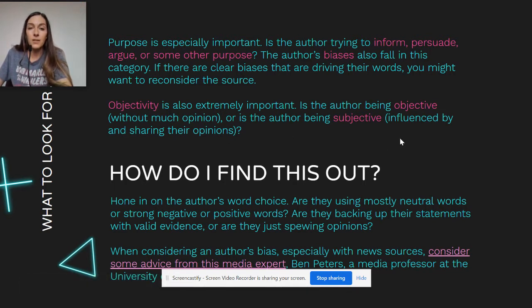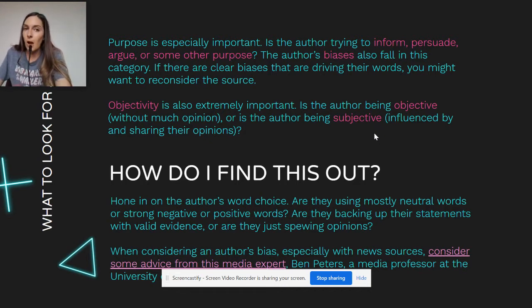So think about objectivity and subjectivity. If they're being objective, they are making sure that their opinion is not at the forefront of this information. They're keeping their opinion out of it. They're just talking about this information. If an author is being subjective, it means that they're being heavily influenced and sharing their opinions. So, you don't want an author that's really heavily influenced by their opinions and is sharing those opinions as well. You want an author that is staying objective with their information.